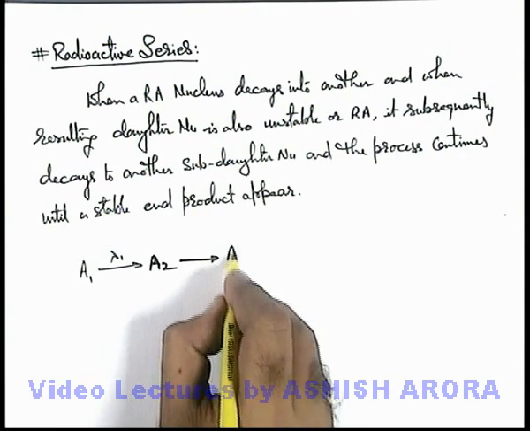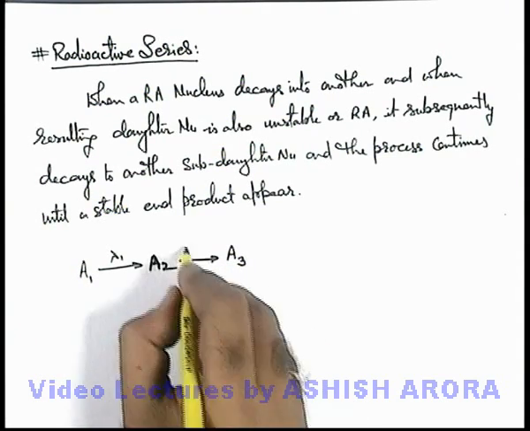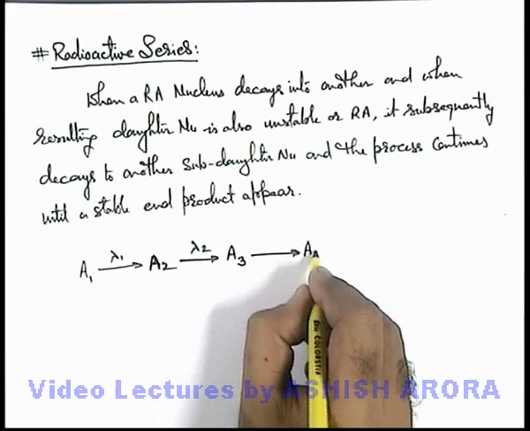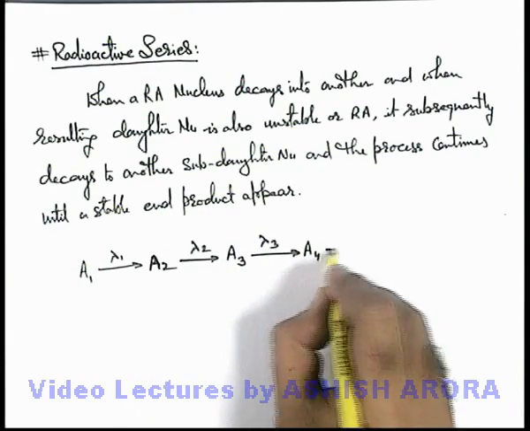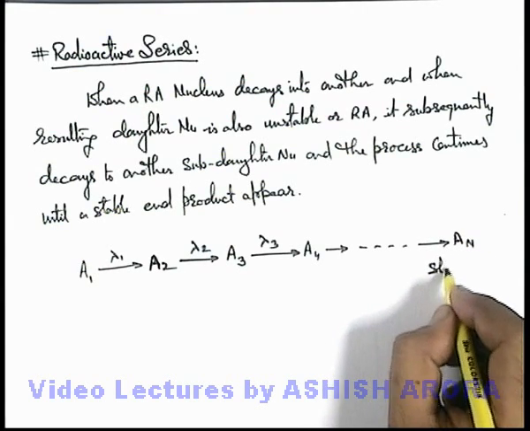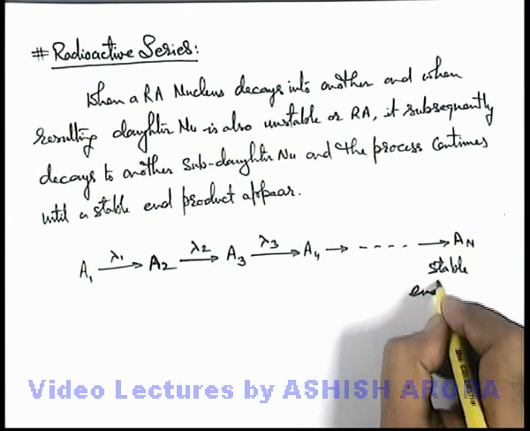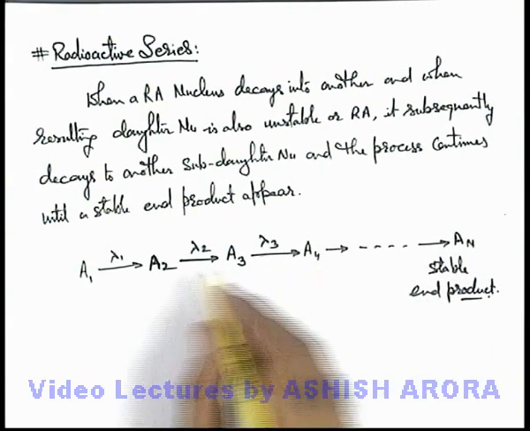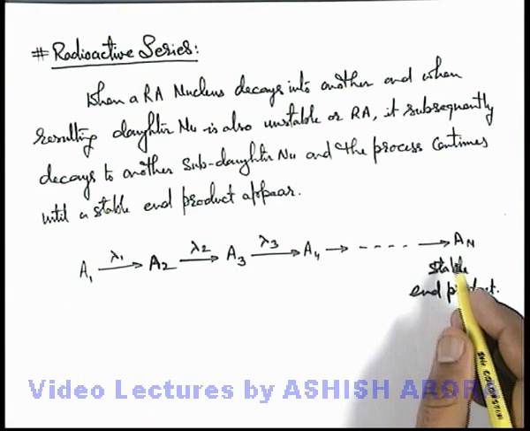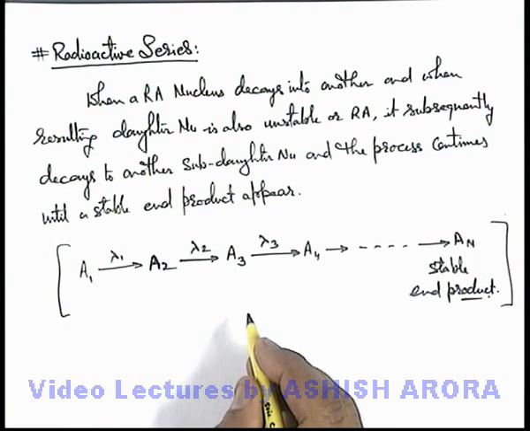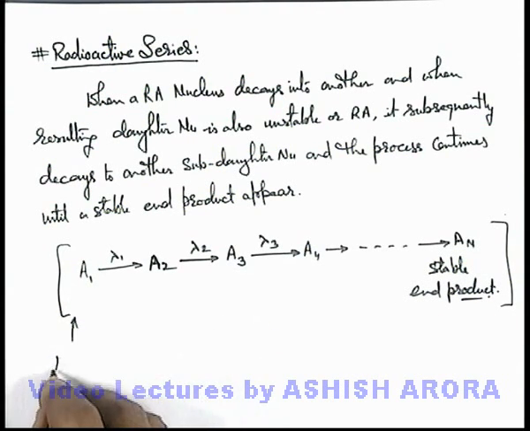It will further decay to another element A3 with a decay constant lambda 2, and if it is again radioactive, it will decay to A4 with a decay constant lambda 3. And so on, the process continues till an element An, which is called the stable end product, which is the stable element which is not further radioactive. Until it appears, the decay process continues. Now this whole series of sequential radioactive elements we define as a radioactive series.